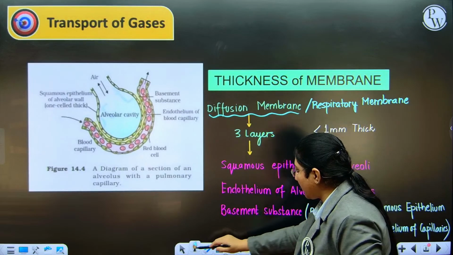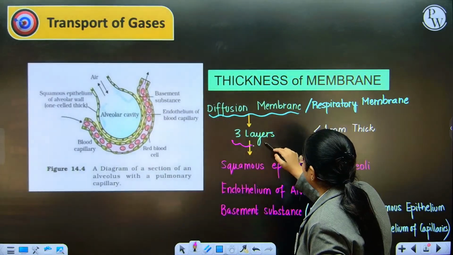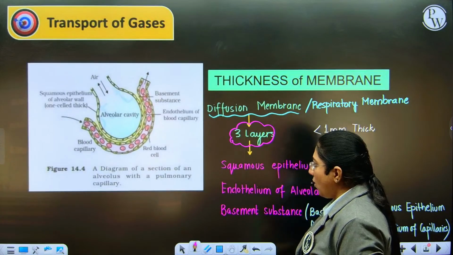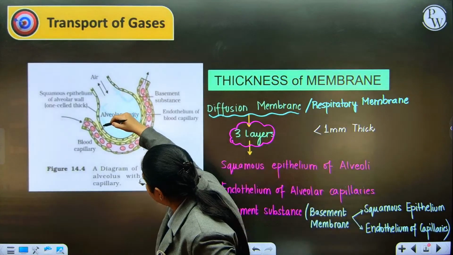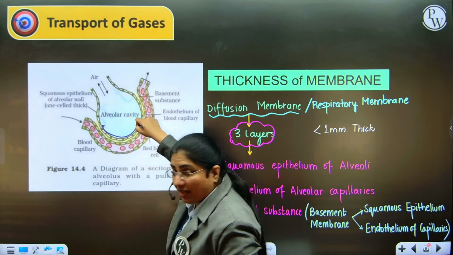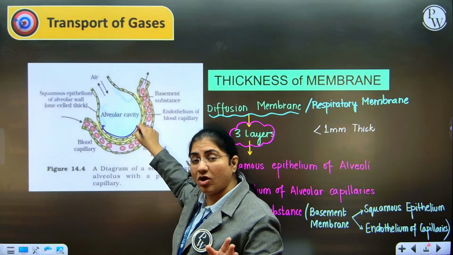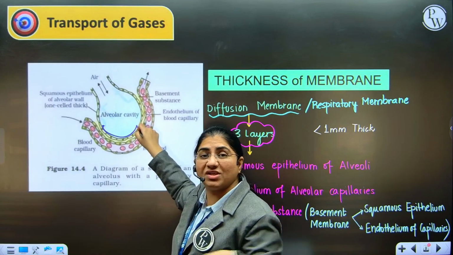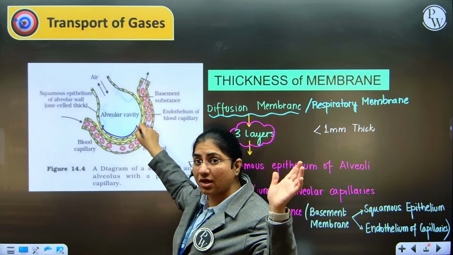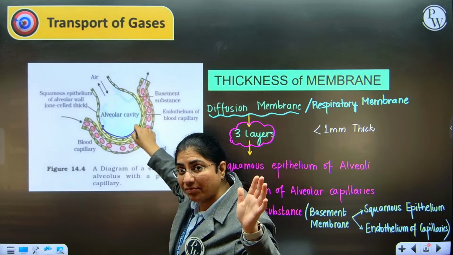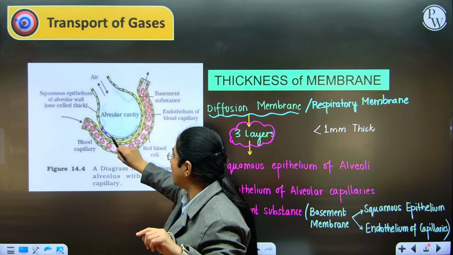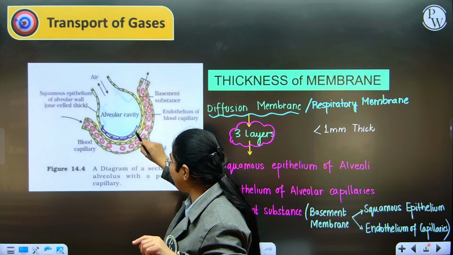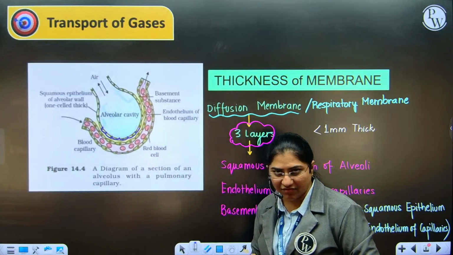Now this membrane is made up of 3 layers. What are the 3 layers? The 3 layers are, one, you see alveoli. If you remember in the structure, what is the alveoli made up of? Which epithelium is it lined by? Yes, it is simple squamous epithelium. So you have the simple squamous epithelial lining of the alveoli.